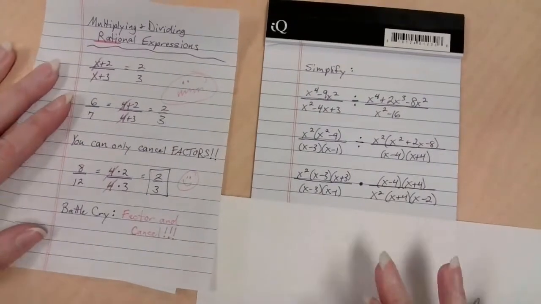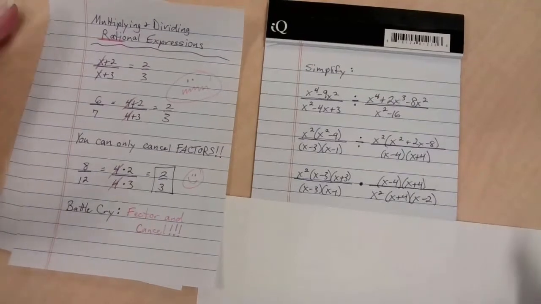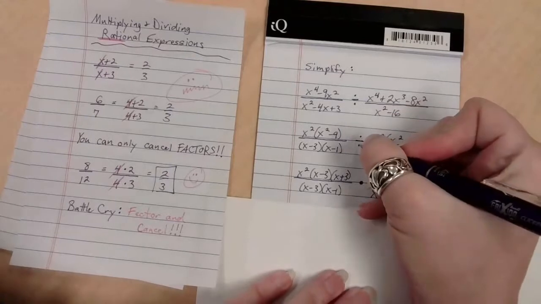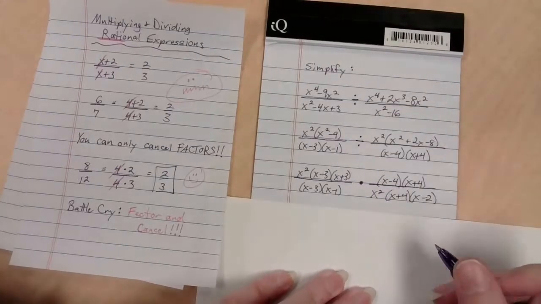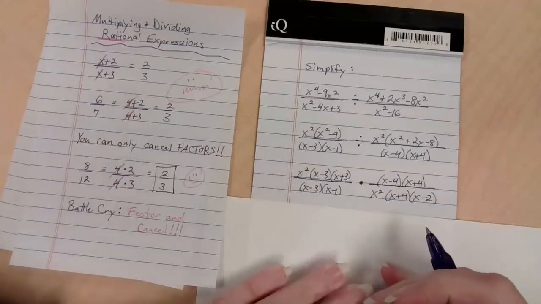If you struggle with factoring, you need to go back and practice your factoring, because if you cannot factor as well as you can breathe at this point in time, this is going to be really intimidating, and your homework is going to take forever. And while some people would enjoy spending forever in math, maybe that's not you. Okay, so factor and cancel.